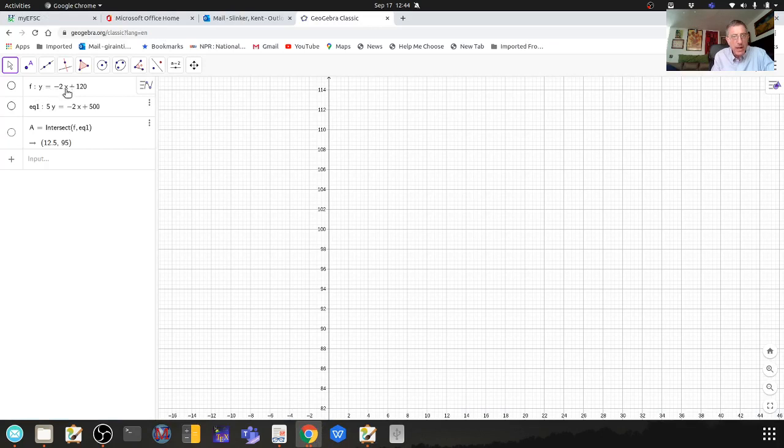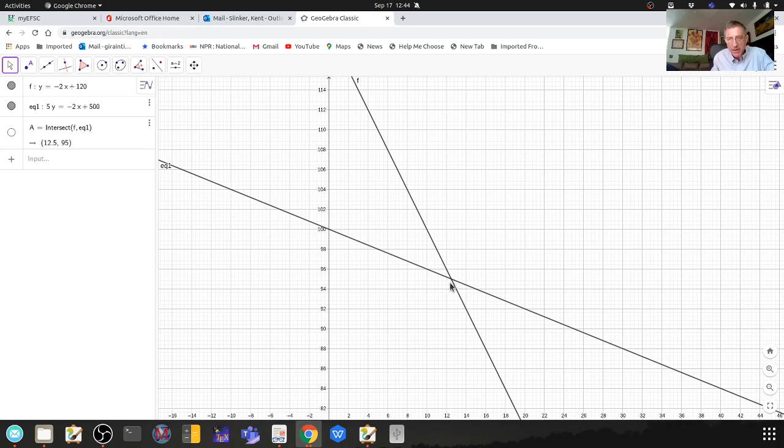y is equal to minus 2x plus 120. So there is that line graphed. And my second equation was 5y is equal to minus 2x plus 500. And right there, that is the second line. And there's clearly the intersection point.